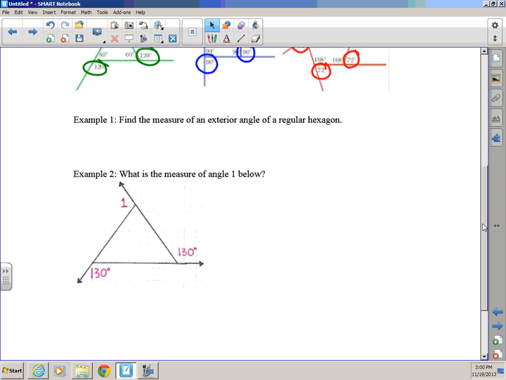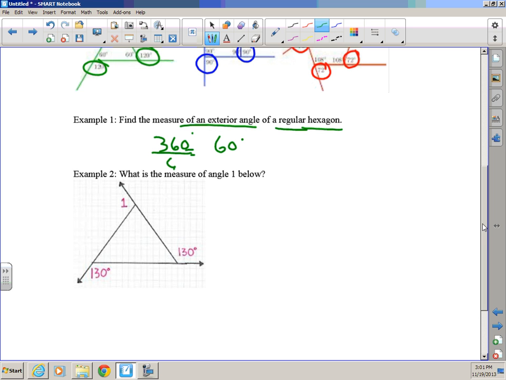Now, you have to read these questions carefully. Find the measure of an external angle. That means one of a regular hexagon. Well, what do all of the exterior angles total? 360 degrees. So whether it's a hexagon, a quadrilateral, a pentagon, an octagon, a decagon, it's still going to be 360. But why do I need to know it's a regular hexagon? Because I'm going to deal with 6 angles that are equal in measure. The 6 of them will be 60 degrees each.